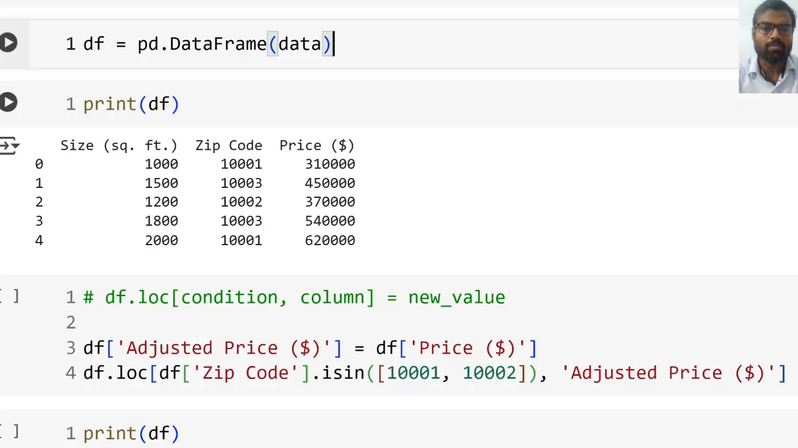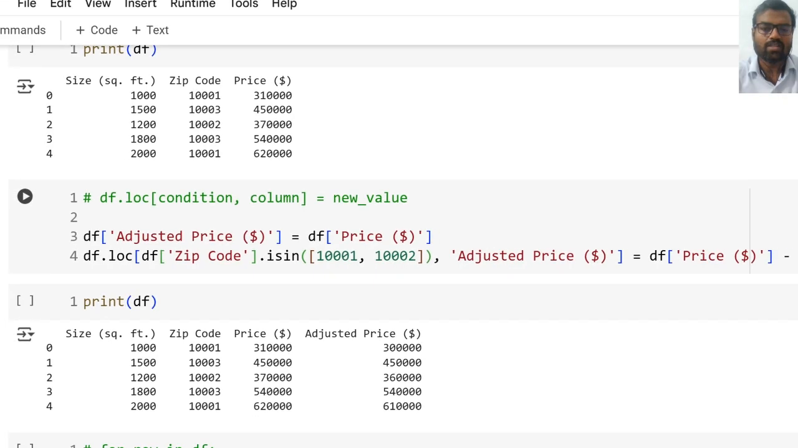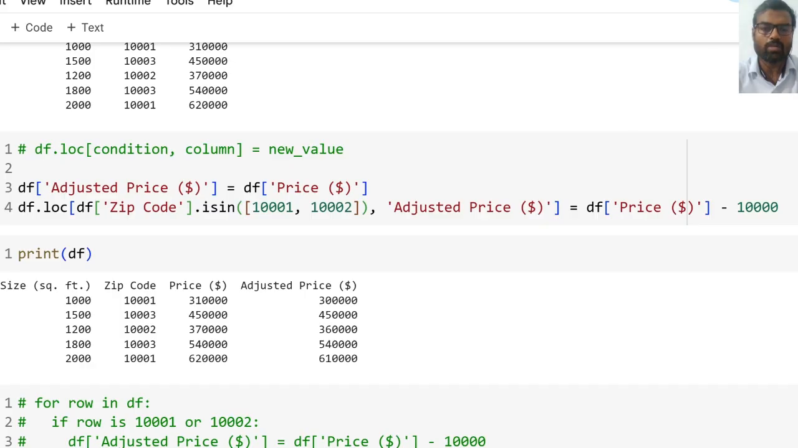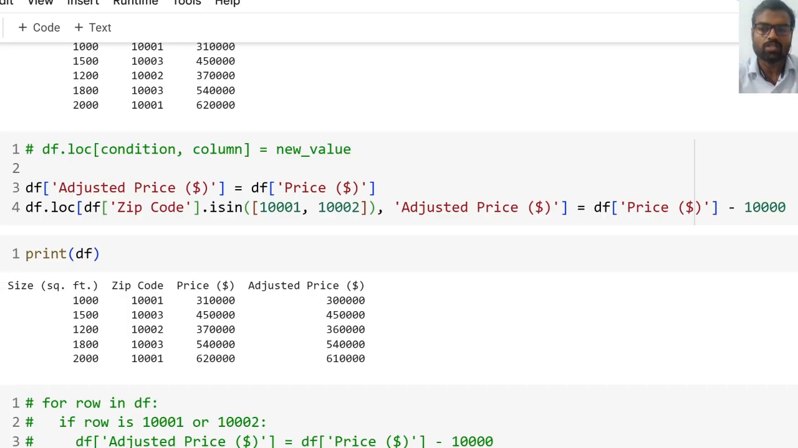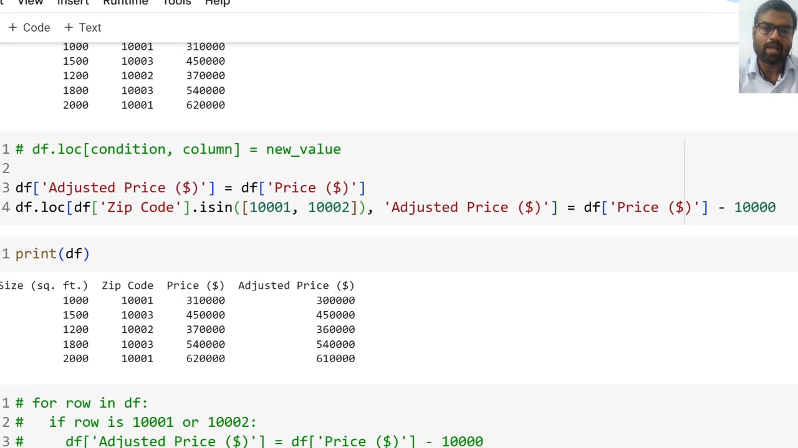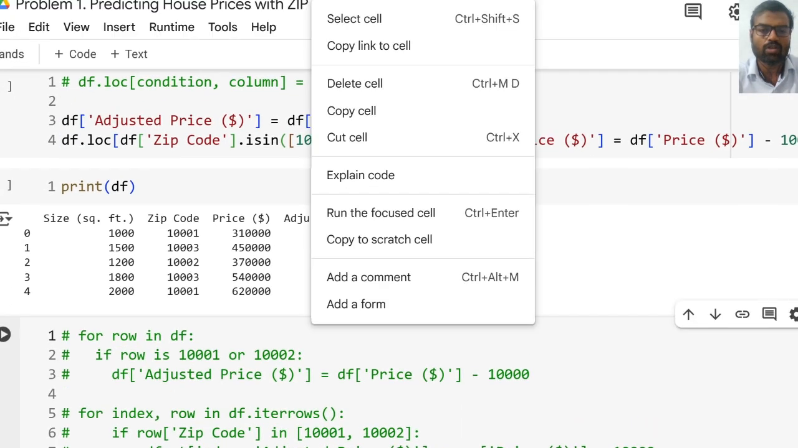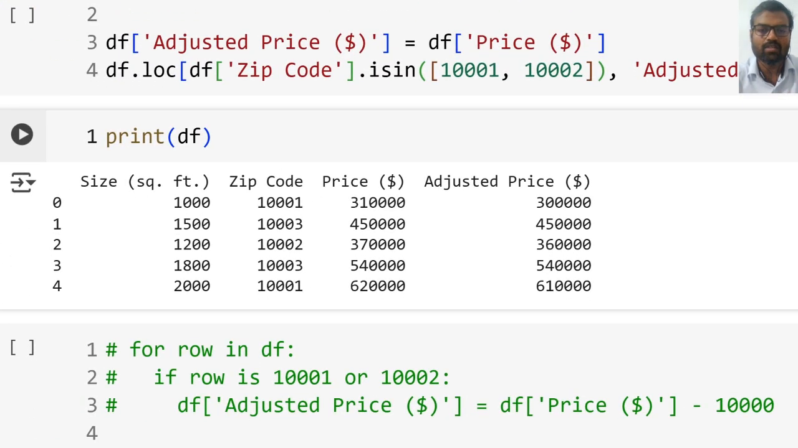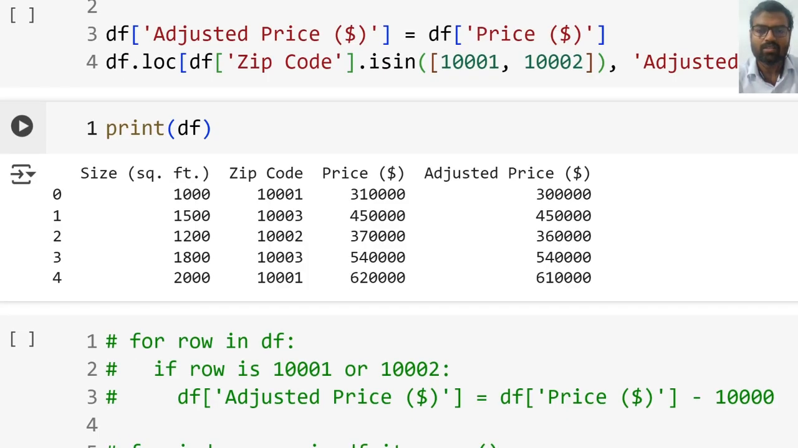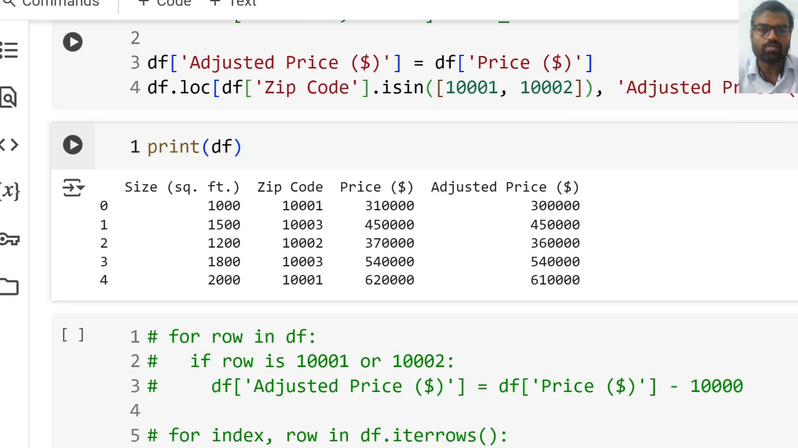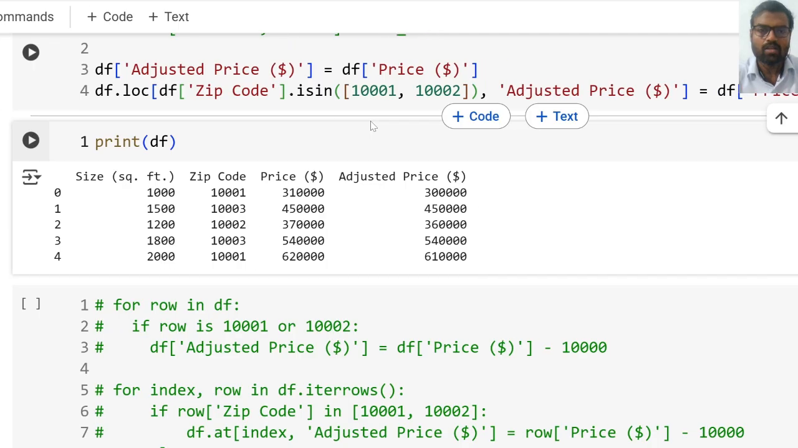It's mimicking the same thing. Then what I'm doing here is adjusting the price, because I said 10,000, and the 10,000 zip codes need to be subtracted, because they are inflated, or additionally they are premium houses. So I just adjusted that. Here I created a new column. I didn't erase or modify the price column. I just added that, subtracted successfully, using this loc method of the pandas data frame.